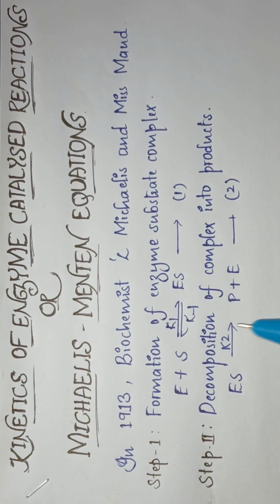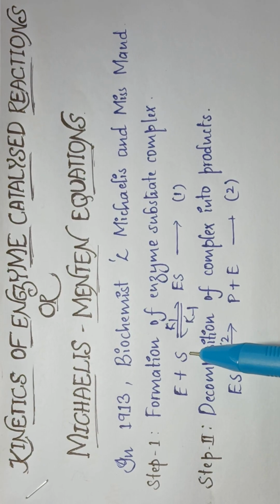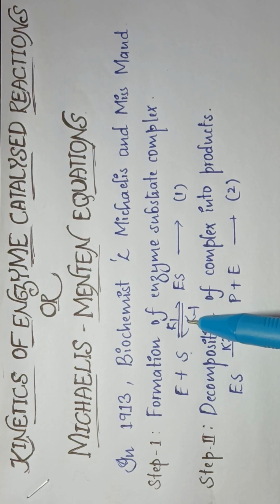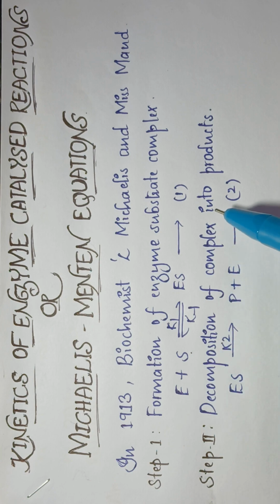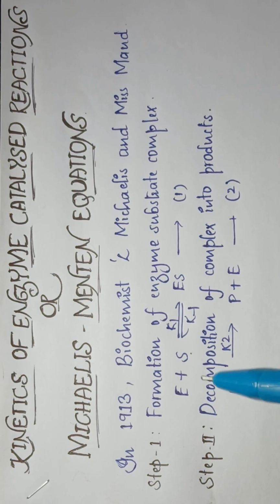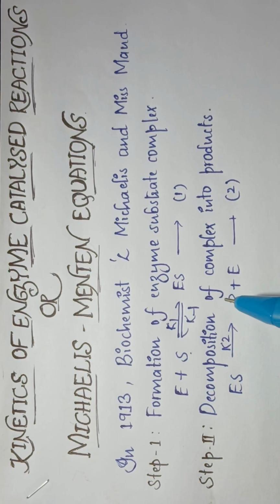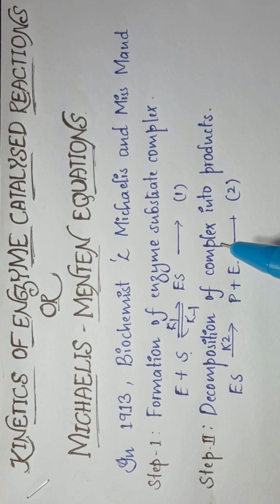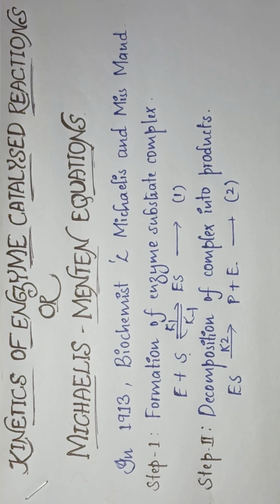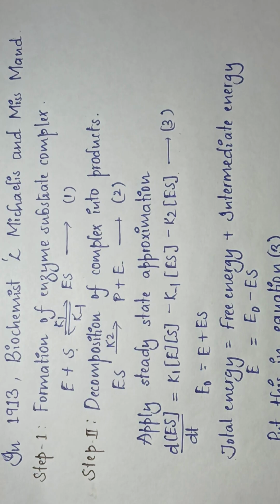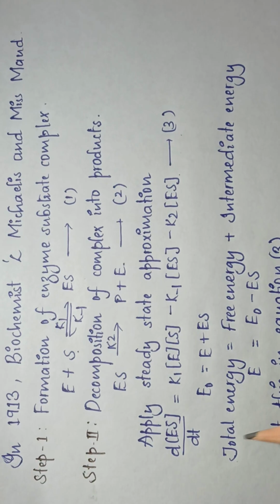In the first step we take the enzyme and the substrate, which gives rise to the enzyme substrate complex. In the second step, the complex decomposes into the products, giving the products and the enzyme. Then we apply the steady state approximation, in which we separate the reactants on one side and the products on the other.